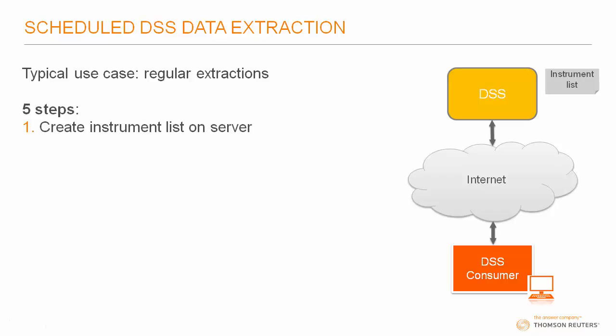First, we create and populate an instrument list, which is saved on the DSS server. The list can be created, populated, and modified manually using the graphical user interface. It is also possible to import a CSV file. The list can also be created, populated, and modified using the API.